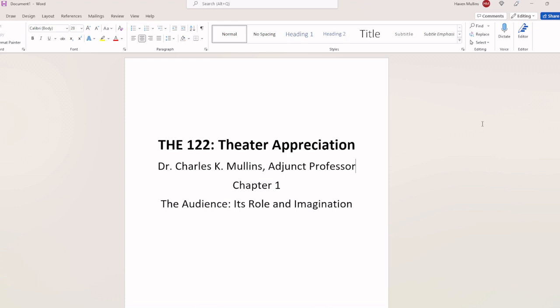The textbook is very important in this class, and we are using, as stated in the syllabus, The Theater Experience. I'm using the 15th edition, The Theater Experience by Edwin Wilson.